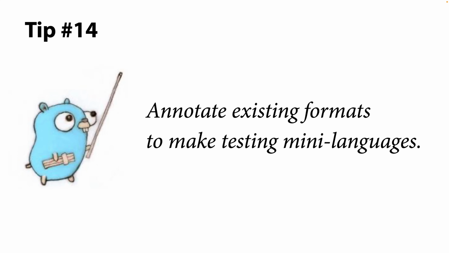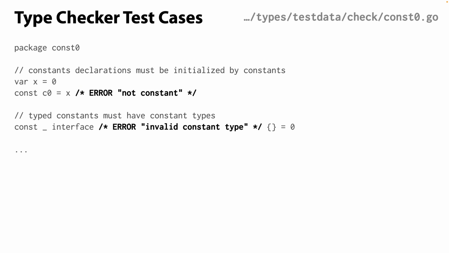Tip number 14, annotate existing formats to create testing mini-languages. Annotating an existing format, like adding the $ sign and ^D to txtar, is a powerful tool. Here's another example of annotating an existing format. This is a test for the Go type checker. This is a plain Go input file, but the expected type errors have been added in /* ERROR */ comments. We use /* */ comments so we can place them exactly where the error should be reported. The test runs the type checker and then checks that it produces the expected messages at the expected locations and does not produce any unexpected messages.